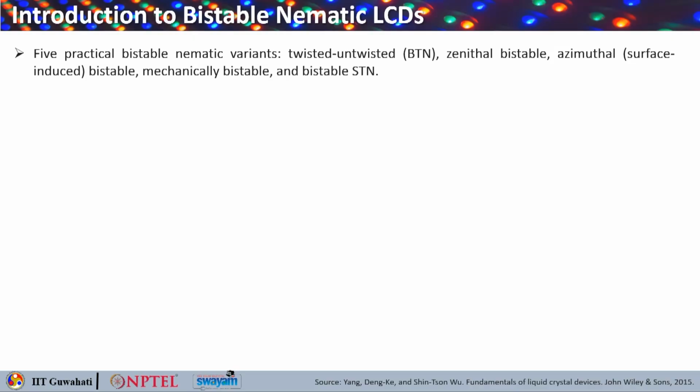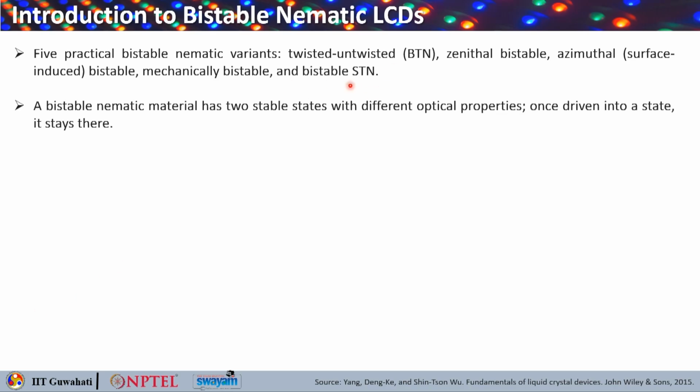So let us now introduce the bistable nematic LCDs. There are basically 5 practical bistable nematic variants: twisted untwisted, that is BTN, zenithal bistable, azimuthal, that is surface induced bistable, then you have mechanically bistable, and you have bistable STN. That's basically bistable super twisted nematic.